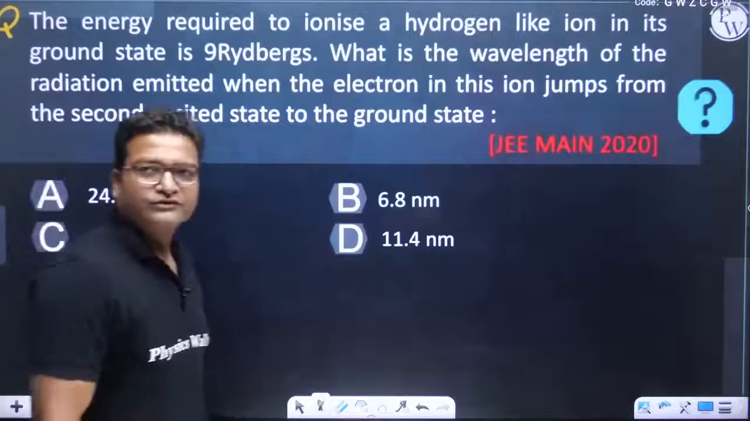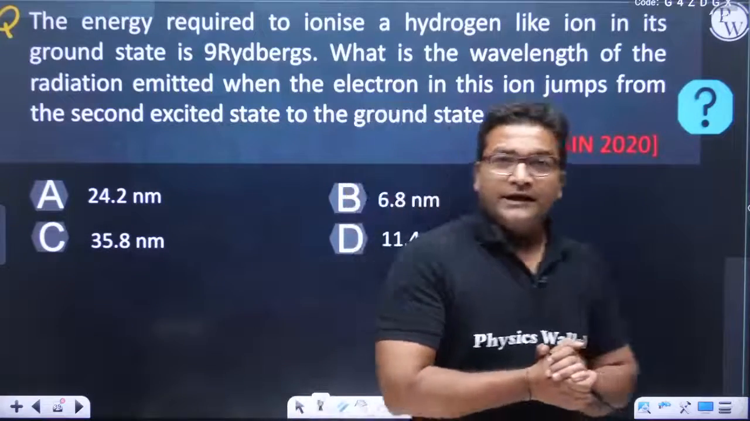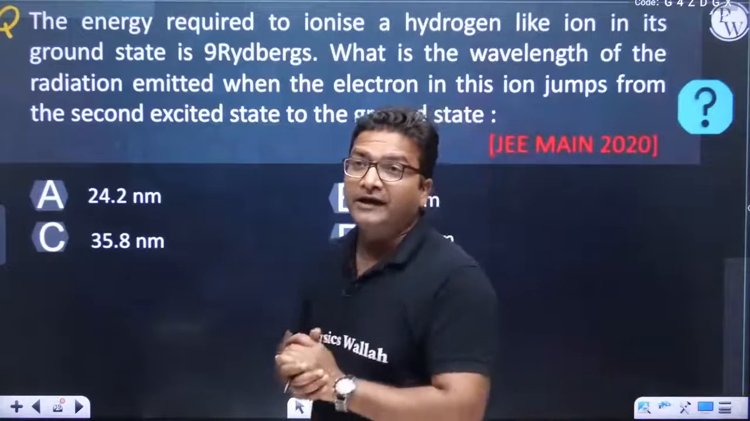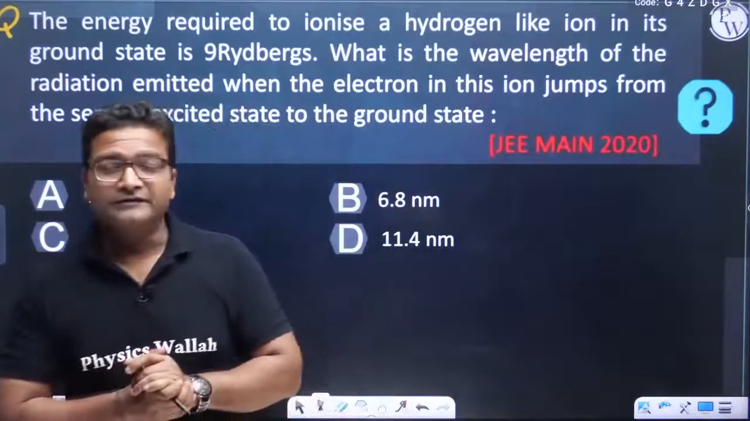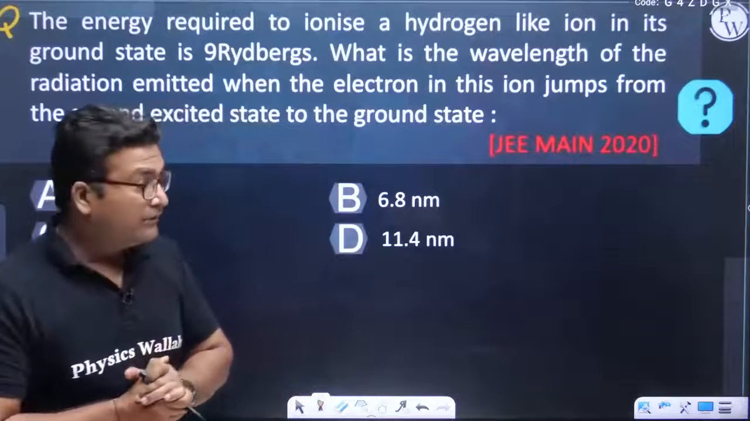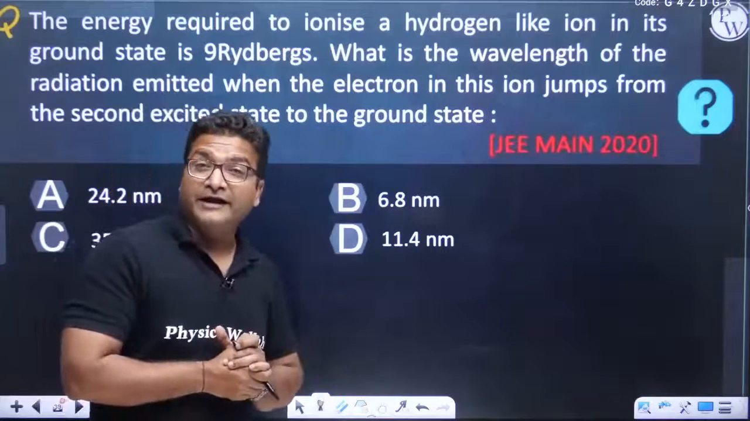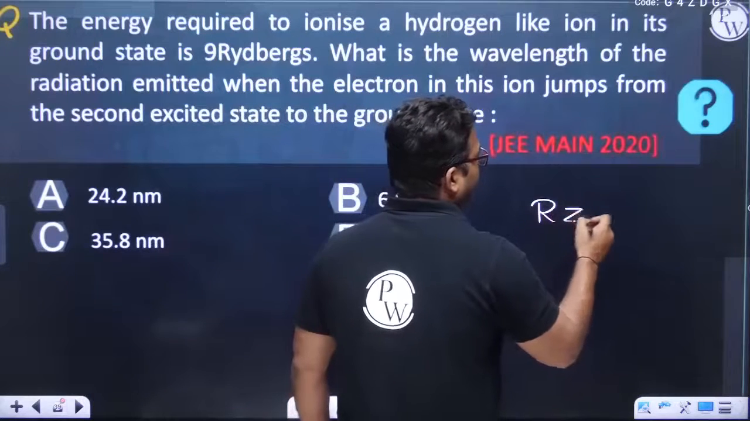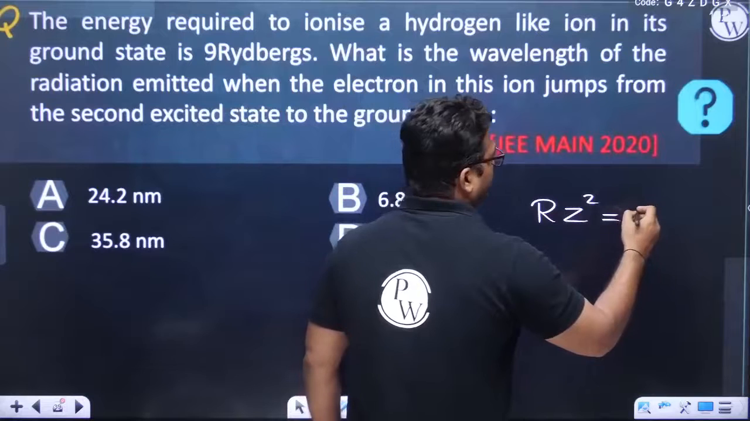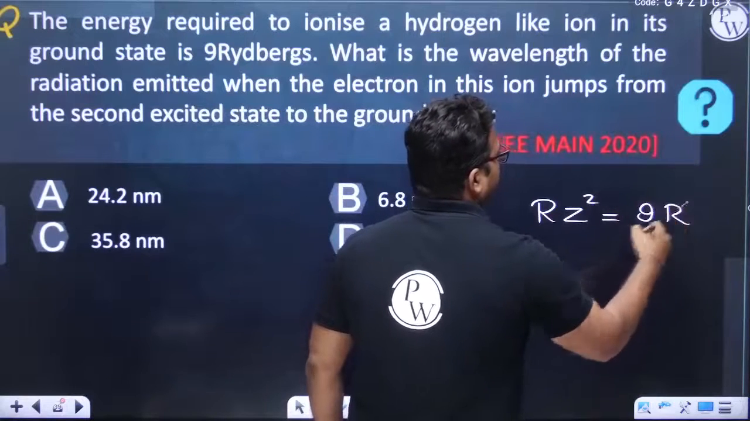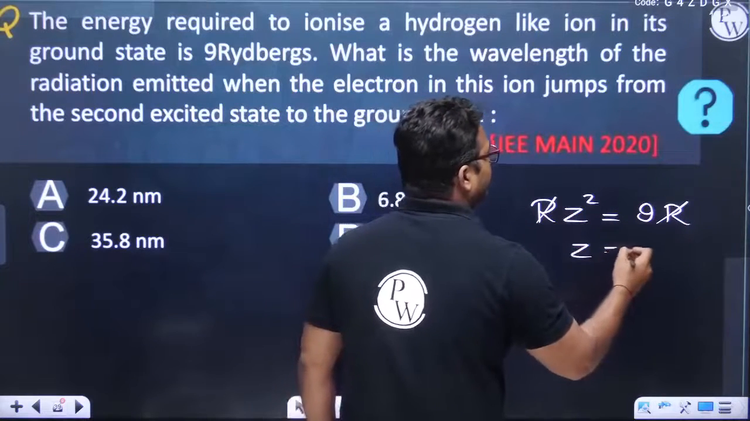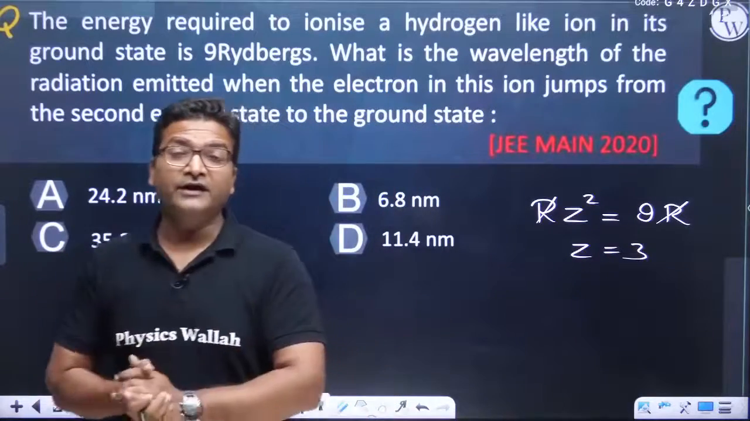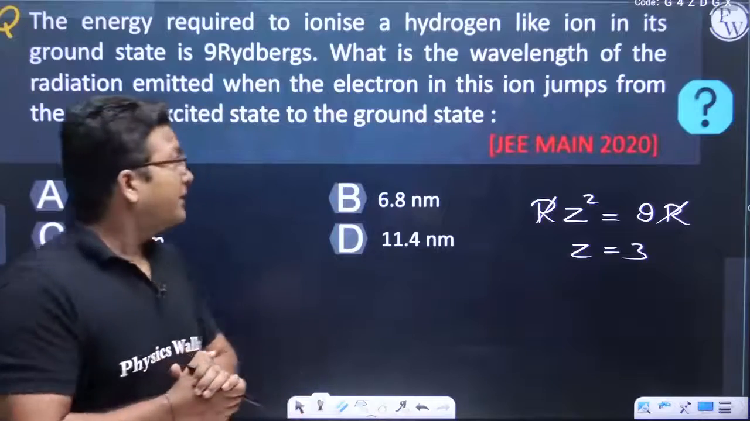Next question. Here they say the energy required to ionize a hydrogen-like ion in its ground state is 9 Rydberg. Let me remind you, the energy required to ionize a hydrogen atom in ground state is actually R times Z square. And as this is given as 9 times R, it simply explains Z equals 3. So we have a hydrogen-like atom whose atomic number is 3. It is basically lithium.